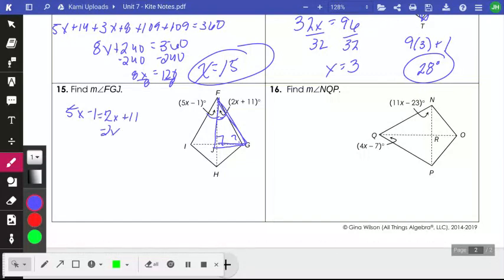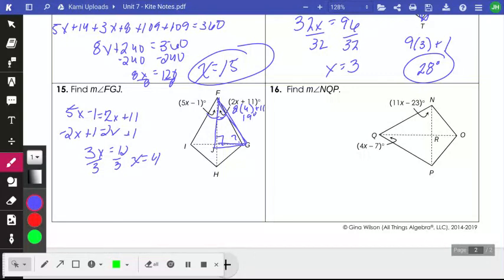Okay, I'll subtract 2x from both sides while adding 1 to both sides. So I get 3x is equal to 12. Okay. Divide both sides by 3, and I'll get x is equal to 4. Okay. So then to get that angle down there, I need to actually find this angle here. So I'm going to do 2 times 4 plus 11, so 19 degrees for that angle up there.